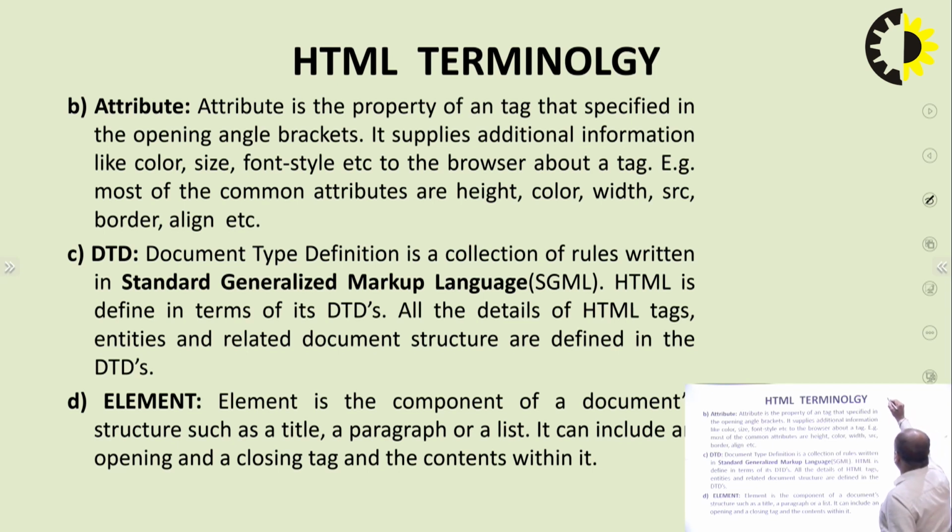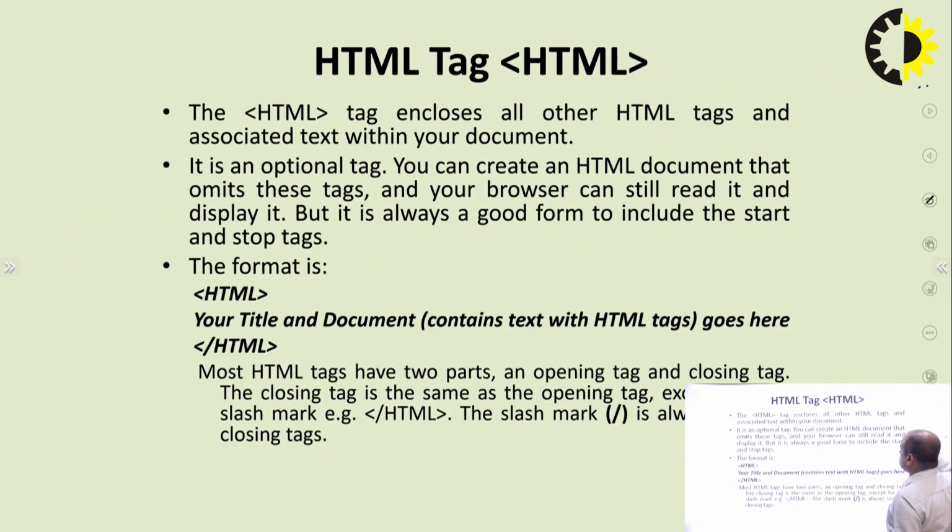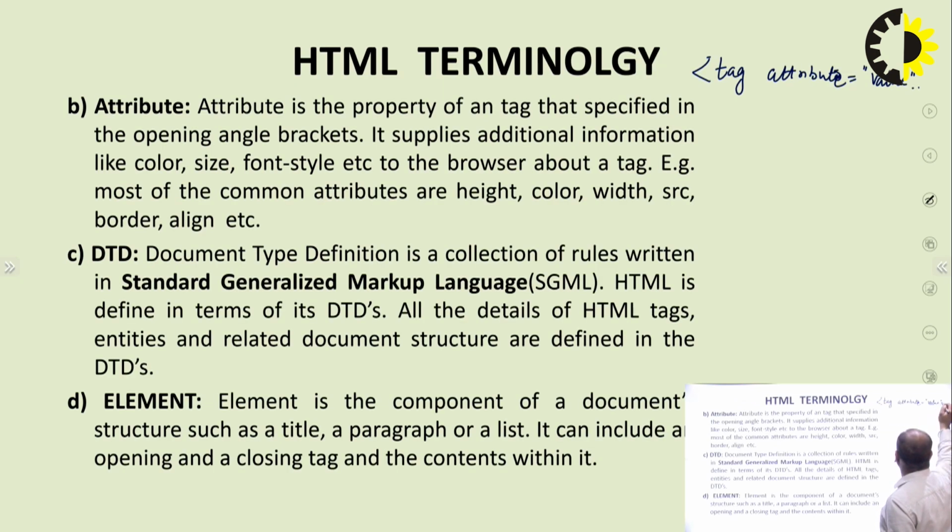So here we see the meaning of attribute. If I write the syntax, I write the tag, and here I will write the attribute, and with an equal sign I will write its value. It can be n number. In a single tag there can be n number of attributes.